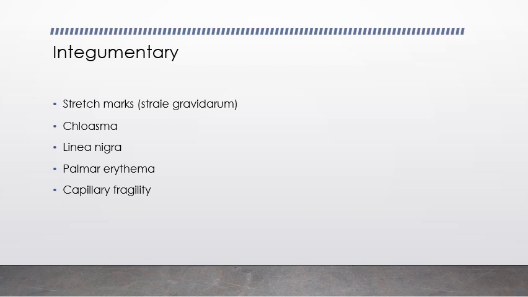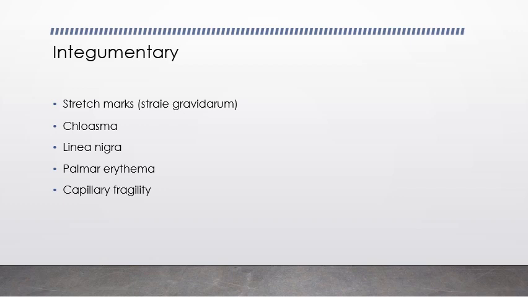The next bullet point is called chloasma, and that's the mask of pregnancy. So it's some darker pigmentation that appears on that pregnant mom's face. The linea nigra is a dark line that appears on the middle of the abdomen, usually from the umbilicus to the pubis symphysis. Sometimes it's associated with some hair growth, a very common finding in pregnancy.